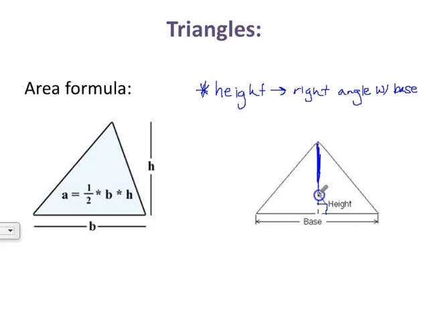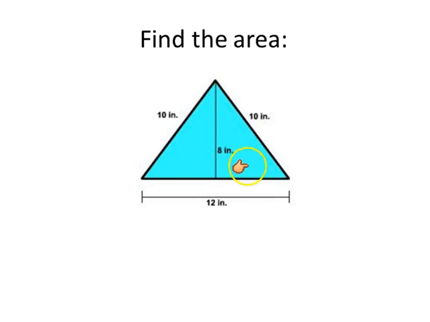So right here, this would be your height, and when it intersects the base, it forms a right angle, a 90-degree angle. What I don't want you to do is say that this leg length that I highlighted in red is the height, because that's not true. The height needs to form a right angle with the base. So keep that in mind as you're working throughout this week. So let's go ahead and find the area of this triangle.